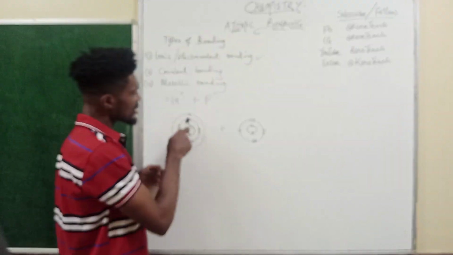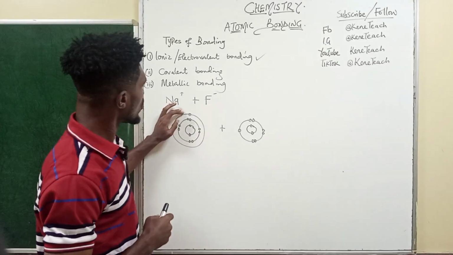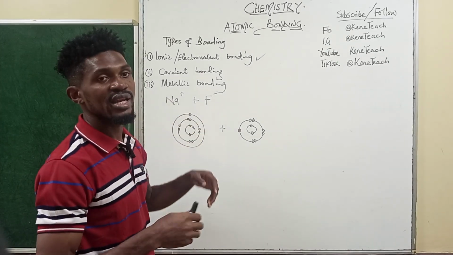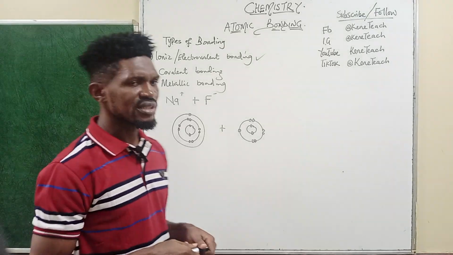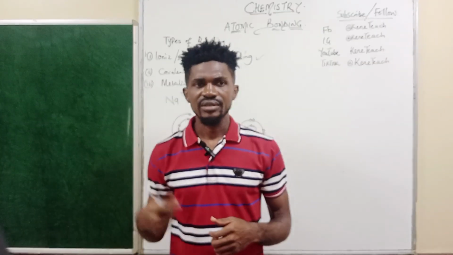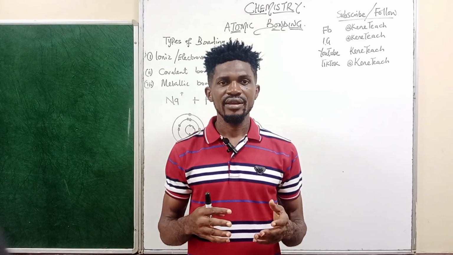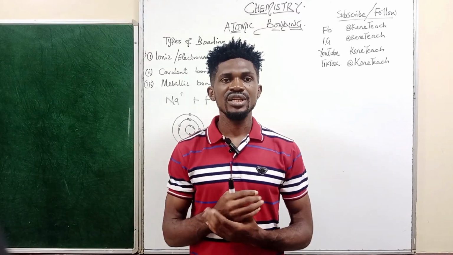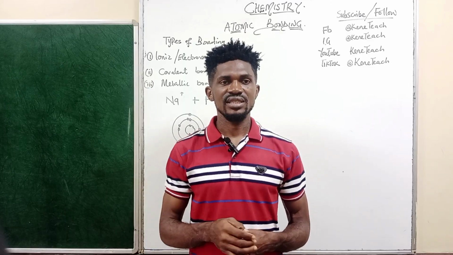So I mentioned that this element here will lose an electron. That is, metals will always lose electrons, or they will donate electrons. And again, that is the major reason for our bonding. All elements prefer to be in a stable state, that is the octet state.